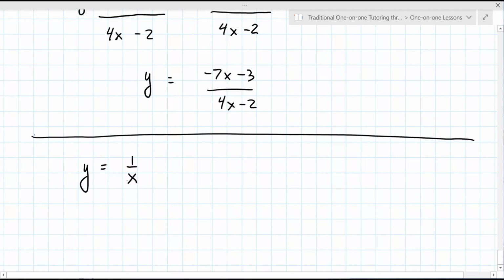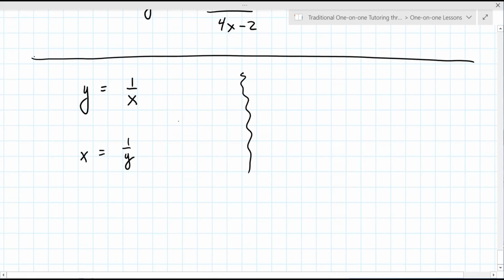Could you please find the inverse of this one here, please? y equals 1 over x. It's not f of x, it's just already y. Could you find the inverse of this? It's y over x. So did you switch x and y? Oh, that was it. You gotta switch x and y. Yes.